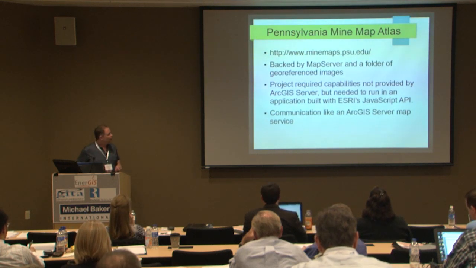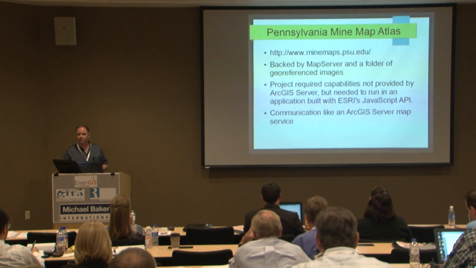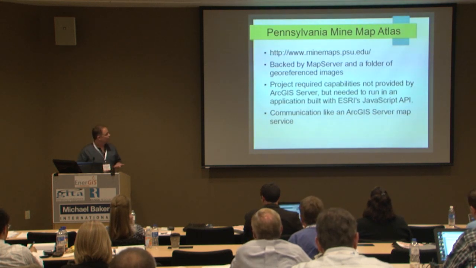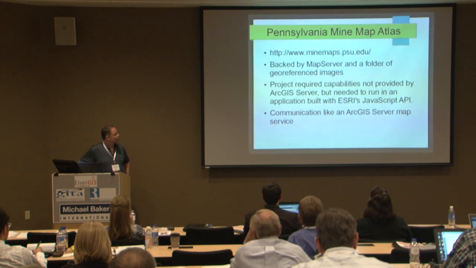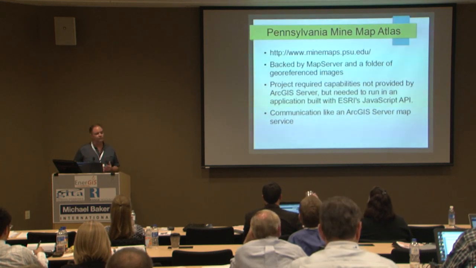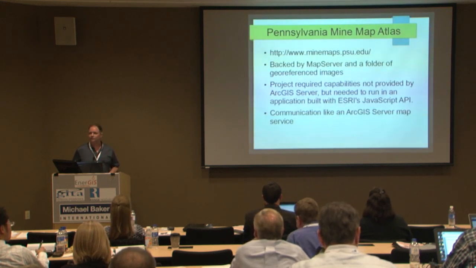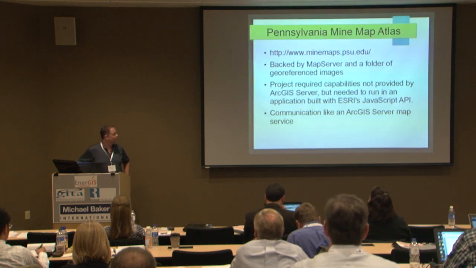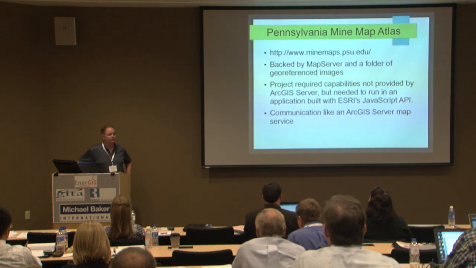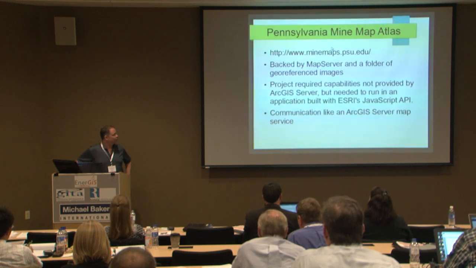So what DEP was providing were the scanned images, georeferenced, and an index shapefile with the bounding box of every map. This application had to use Esri's JavaScript API. That was another requirement. We tried to figure out a way to do this with ArcGIS Server, but we couldn't, because there are thousands of these scans. You'd have to have a map service with thousands of layers, which I'm not even sure would run.